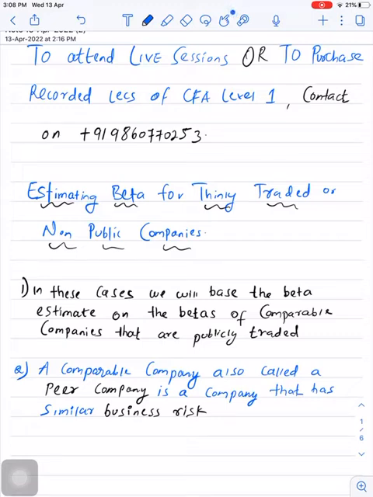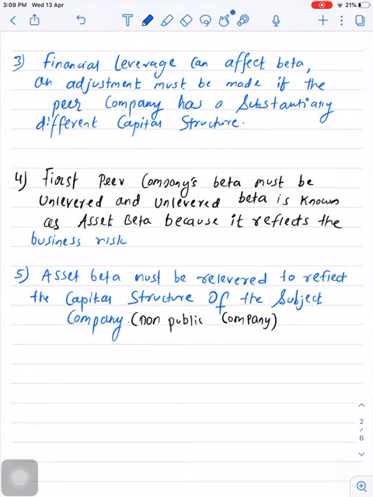A few important points you need to understand first. The very first step is that we will compare the non-public company with a publicly traded company. This publicly traded company is also known as a comparable company or peer company. This peer company is a company that has similar business risk. So the business risk of the non-public company and the publicly traded company will be the same because they are into the same business. Now, a very important point: financial leverage. You need to focus on financial leverage because financial leverage can affect beta. So adjustment must be made if the peer company has a substantially different capital structure.